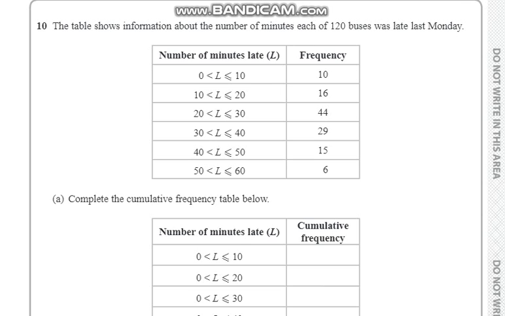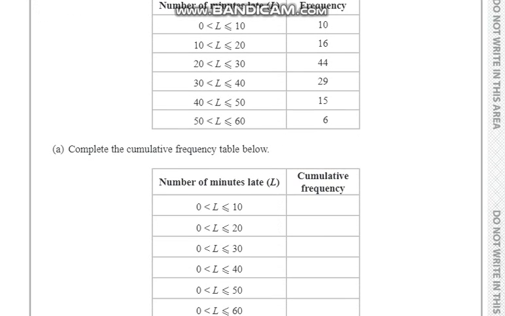Today we are attempting the 10th question of the paper 2H Mathematics A November series. So let's get started. The table shows information about the number of minutes each of 120 buses was late last Monday. Okay, that's two columns, one for frequency and one for number of minutes late. And part A states: complete the cumulative frequency table below.